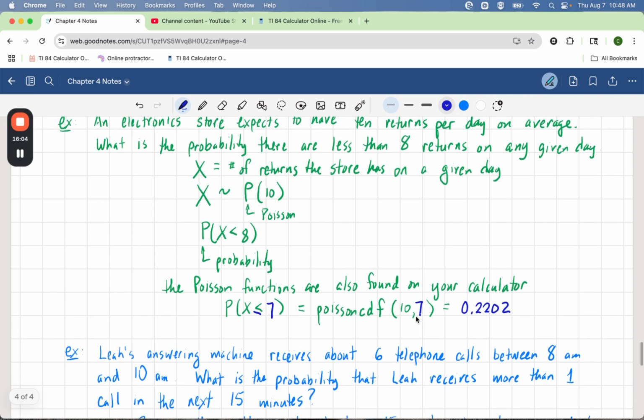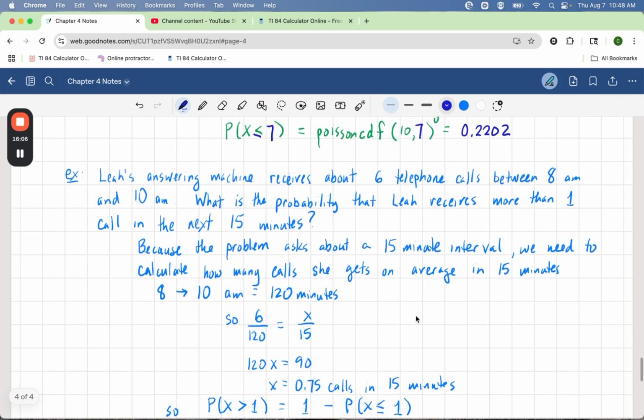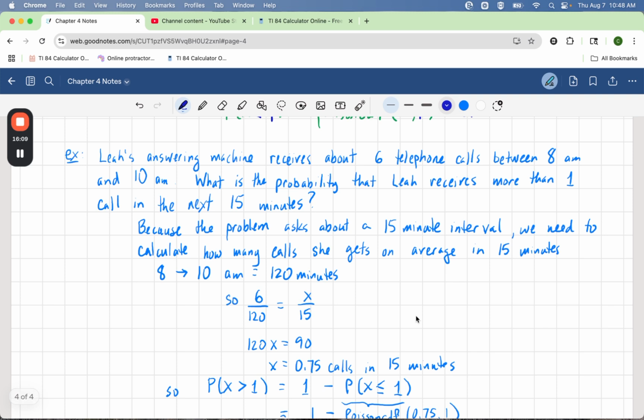Leah's answering machine receives about 6 telephone calls between 8 a.m. and 10 a.m. What is the probability that Leah receives more than one call in the next 15 minutes? Because the problem asks about a 15-minute interval, we need to calculate how many calls she gets on average in 15 minutes. From 8 a.m. to 10 a.m. is 120 minutes. So what portion do those 15 minutes represent? She gets 6 in 120 minutes, so what's the expected number of calls she gets in 15 minutes?